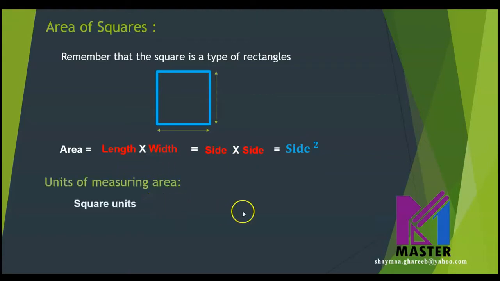And the units of measuring area, same units exactly as the rectangle, square units, such as centimeter squared, meter squared, kilometer squared, and so on.